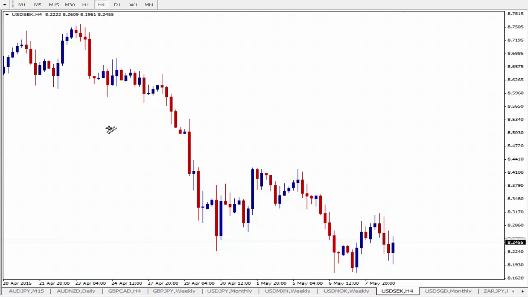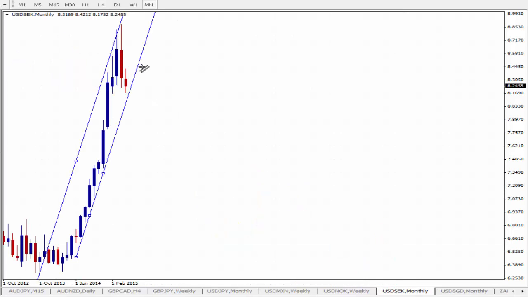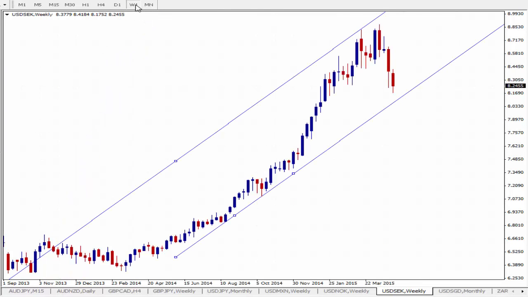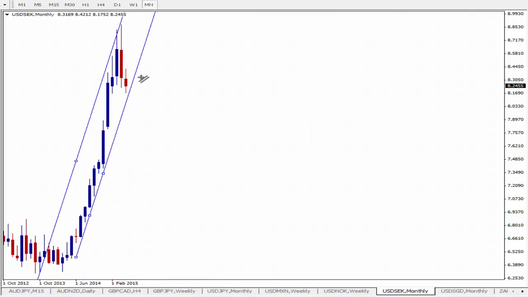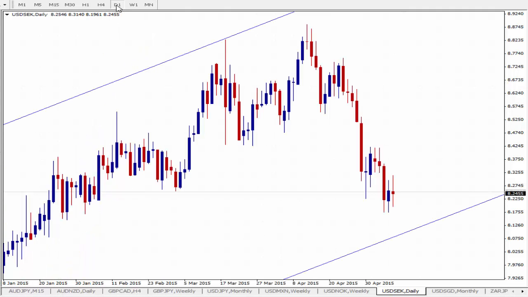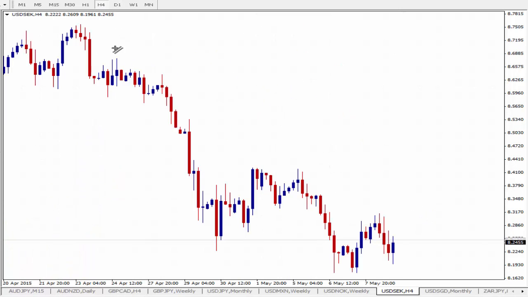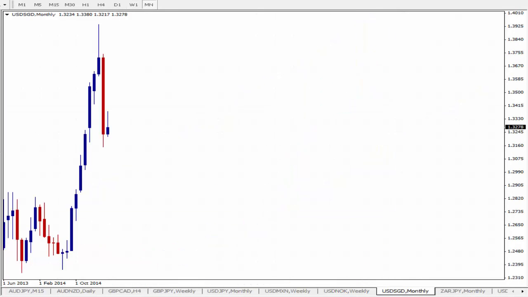Right over here, on that same pair, you can see currently, although on the monthly it's moving upward, if you look at the daily, it's actually currently moving downward. So you would have to wait for confirmation on the lower time frames. So I'm gonna take that one out of the equation.